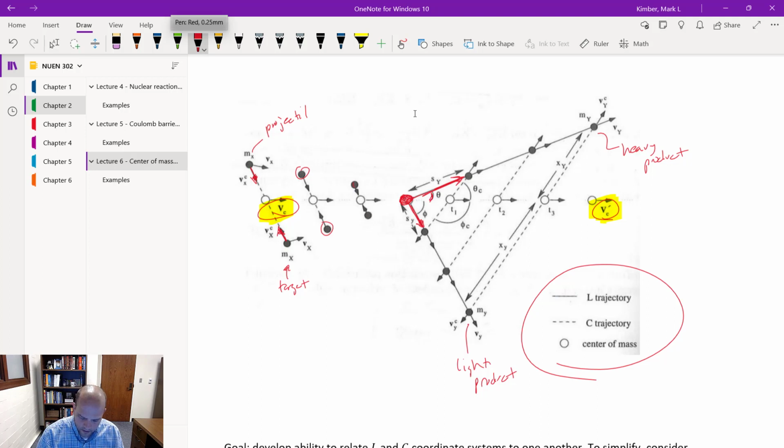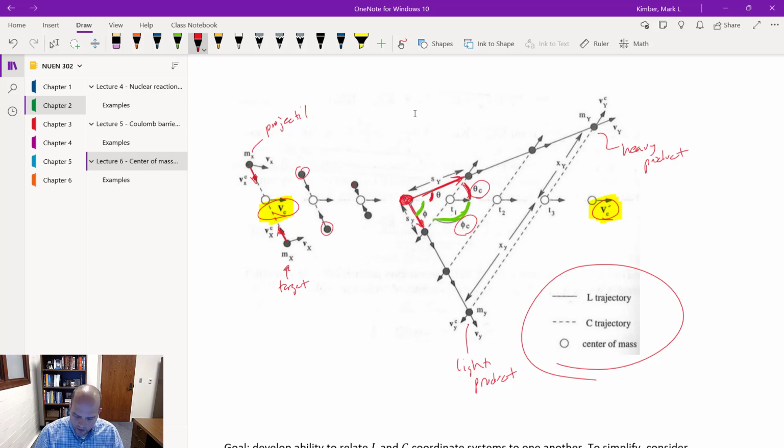And so my angle here for the heavy product is theta. My angle for the light product would be phi, but I have corresponding angles in the center of mass reference frame, and that's theta c and phi sub c. And so if I'm in that frame of reference now, I'm moving at a different velocity, vc prime, and it looks as if the heavy particle's going this way, and I look in the exact opposite direction, and it looks like that light particle's going away from me in the opposite direction.